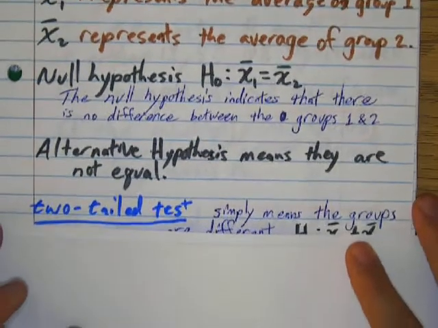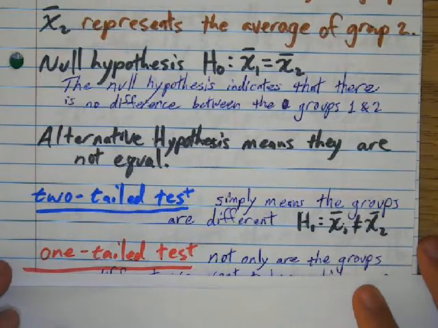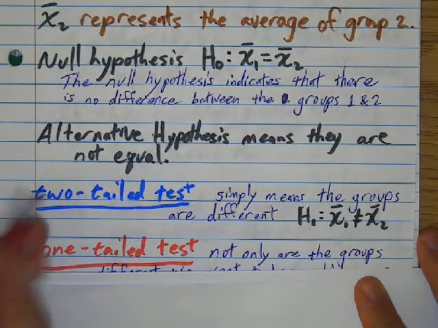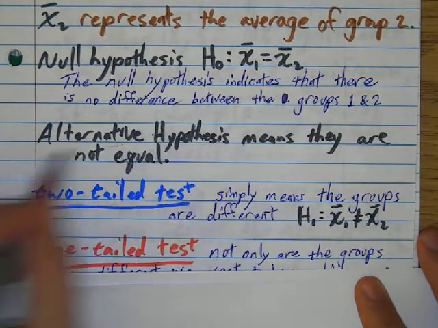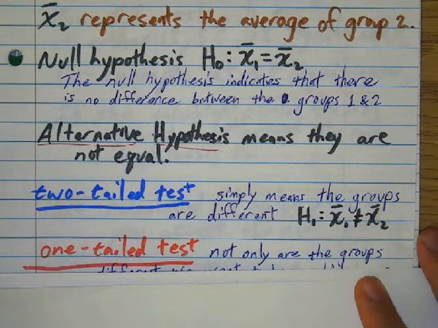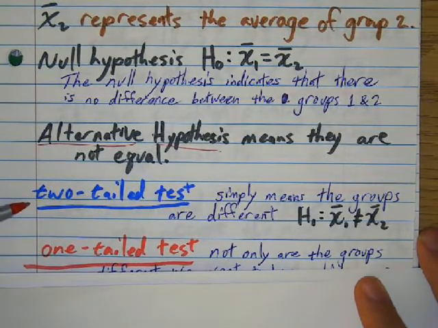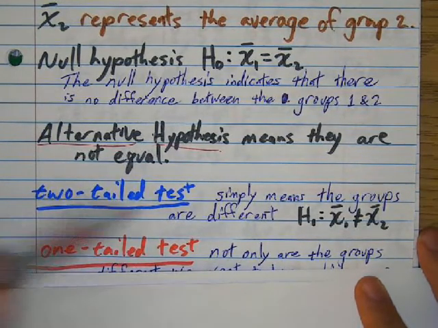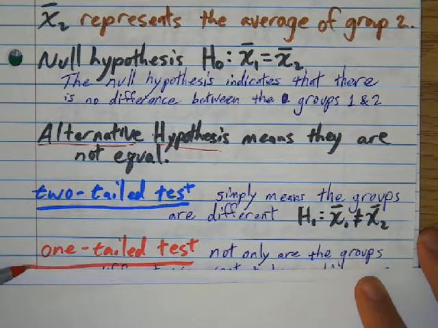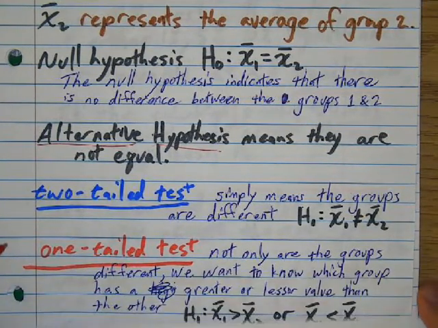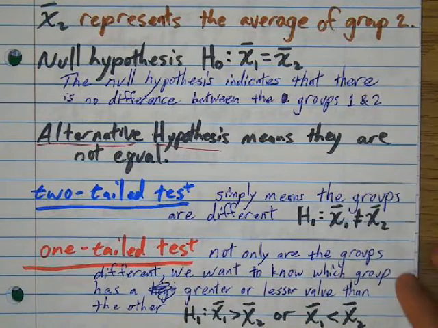So if they're not equal, then we can talk about the alternative hypothesis in two ways. We can discuss it in a two-tailed test or a one-tailed test. Now, let me explain what two-tailed and one-tailed mean.